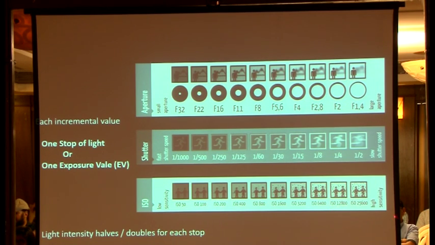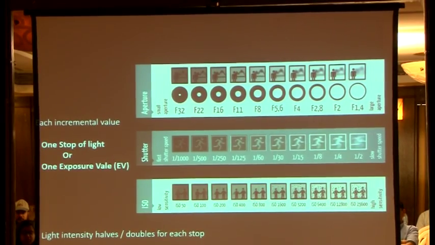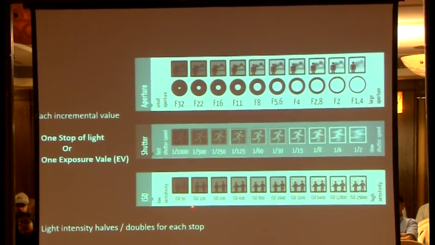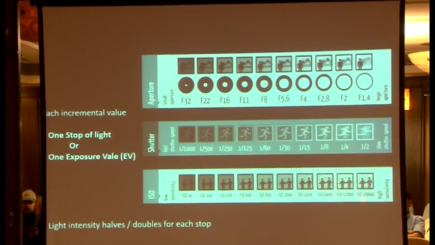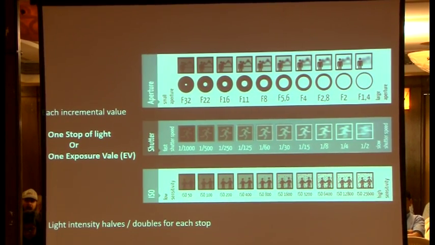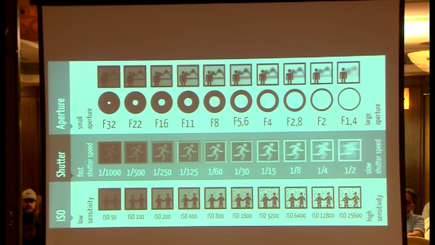ISO, again, is nothing but the sensitivity of the image sensor to light. The more the sensitivity, the more light it allows. So it starts with something like 50, 100, 200, again going in doubles. 50 allows the least amount of light, 25,000 allows the maximum amount of light. So all the three interplay in terms of exposure, but they have other effects. Before going to that, let's take an example here.